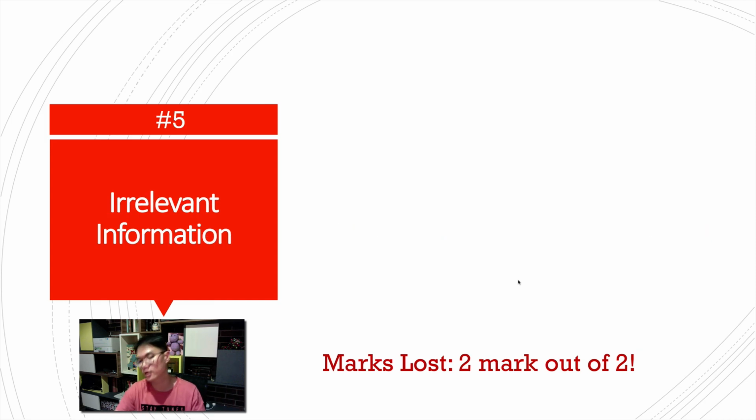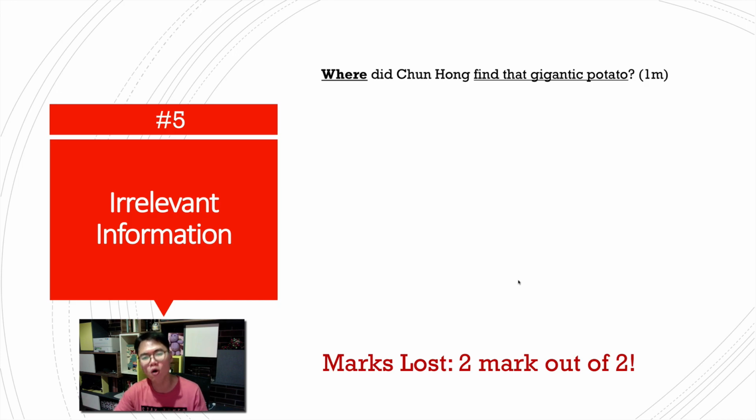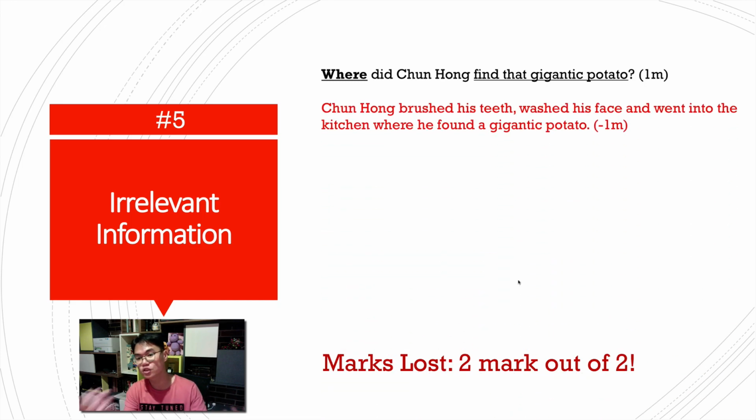All right, so when you answer the question, always answer the question. Don't give me information that is not related to the question I'm asking. So let me give you some examples here, and you will see this very clearly. Where did Chun Hong find that gigantic potato? Right, so this is a where question. I'm looking for a location, and I'm looking for Chun Hong's finding of that gigantic potato. Where did he find it? Okay, so let's take a look at the wrong answer. Chun Hong brushed his teeth, washed his face, and went into the kitchen where he found a gigantic potato.